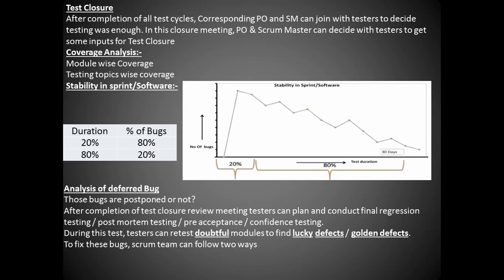Next is the test closure itself. After completion of all the test cycles, the PO and the Scrum Master join with the testers in the closure meeting to decide whether testing was enough. They get some inputs for test closure: coverage analysis like module-wise coverage, testing-topic-wise coverage, stability of the sprint software, duration, and the percentage of bugs.